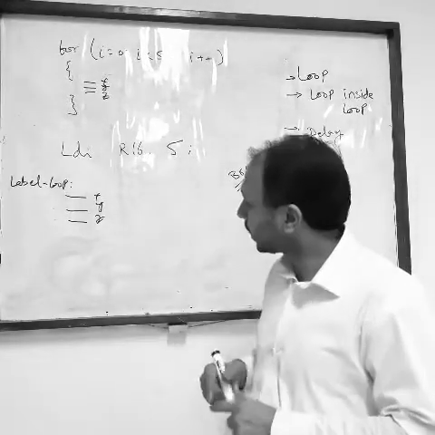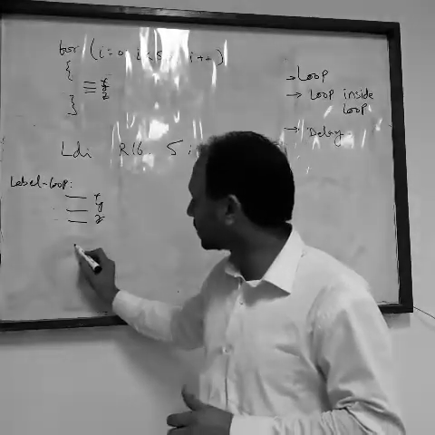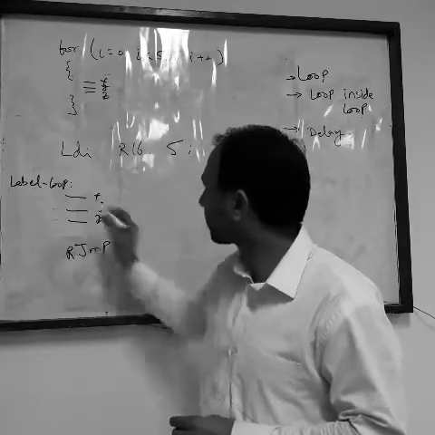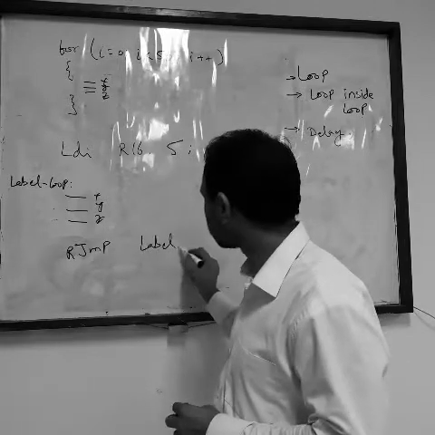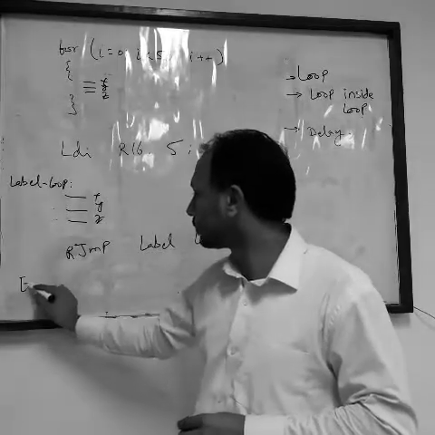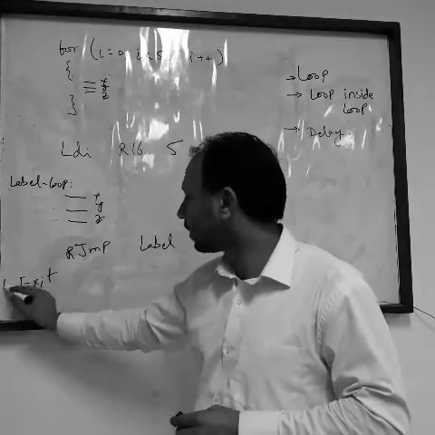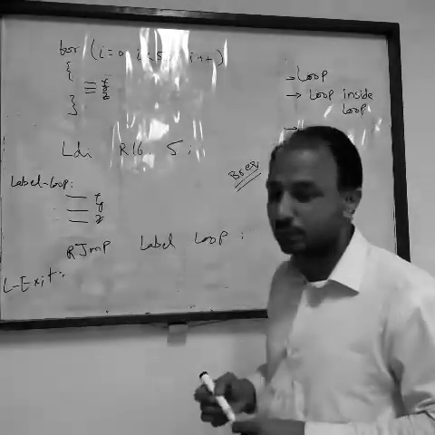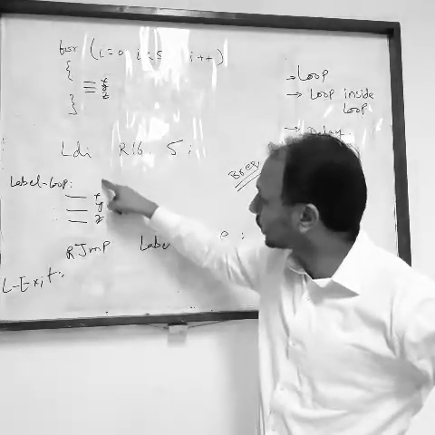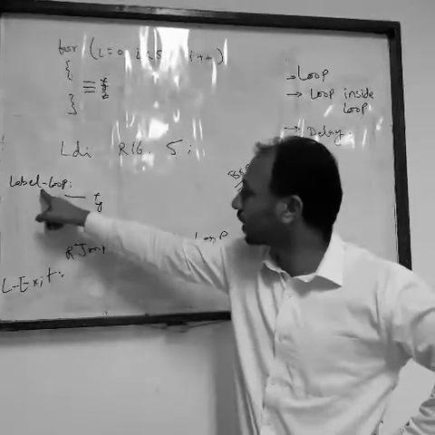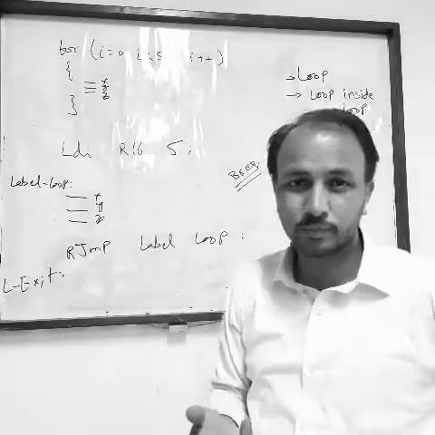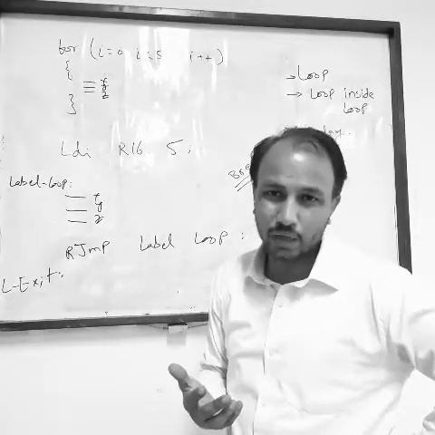Otherwise, if instead of here I just write, let's say, rjump label loop, and here I have label exit. For example, when you are using this instruction, it will come here, rjump label loop will come here, and this will become an infinite loop. This will become an infinite loop.